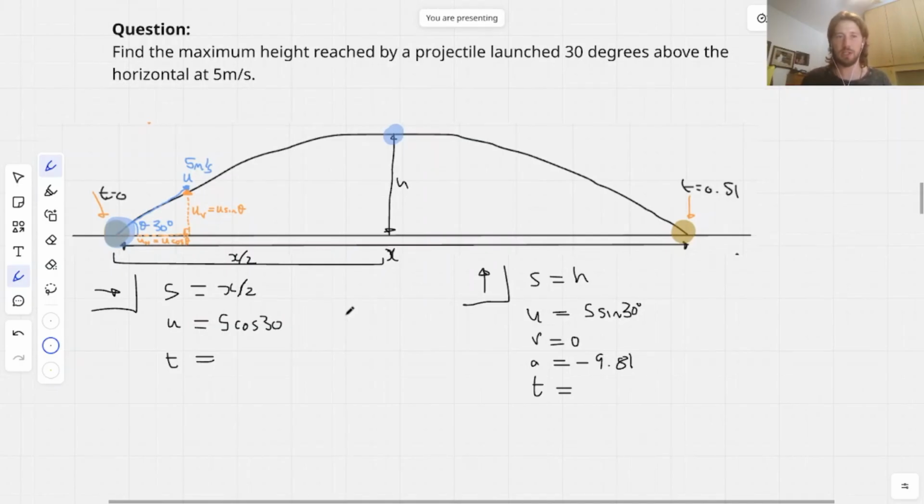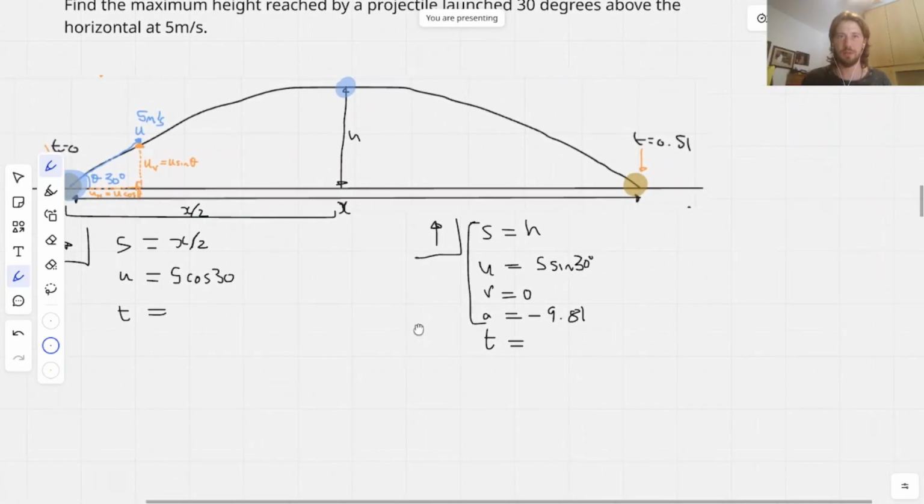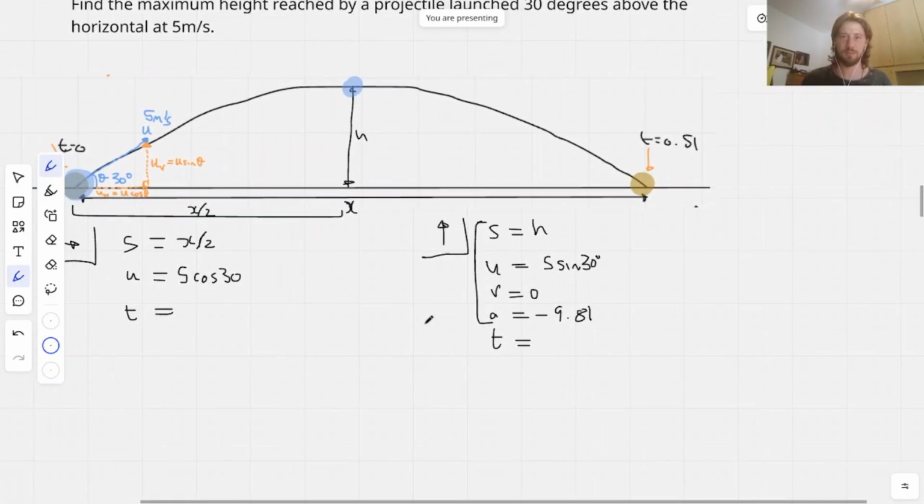Well, notice here we don't actually need to use the horizontal component at all, because we already have 4 quantities. If we have 3, we can find the other 2. We just need to find a SUVAT equation which fits these 4 quantities in it. So have a little think. Okay, so the SUVAT equation that we need to use is v squared equals u squared plus 2as.